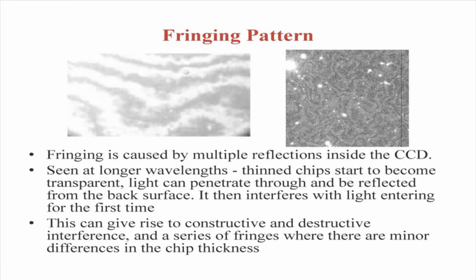The next thing is the fringing. Why is this fringing happening? This is basically happening in what are called thin CCDs. You have multiple reflections, especially in the red region, and this can give rise to interference, which causes these fringes. So how do you take care of the fringing?